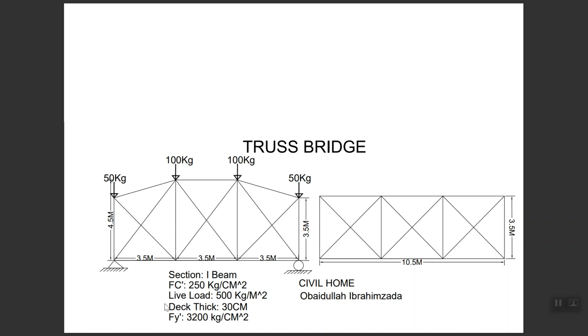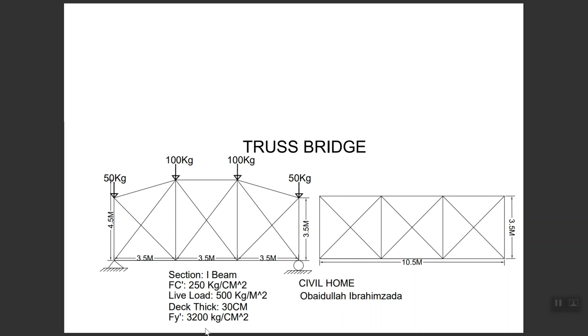It's a UDL load. The slab of the bridge, which we can also call the deck, has a thickness of 30 centimeters. It means that we have a bridge with a length of 10.5 meters, a width of 3.5 meters, and a deck of 30 centimeters. And also the minimum yield strength of the steel that we have is 3200 kg per centimeter square.